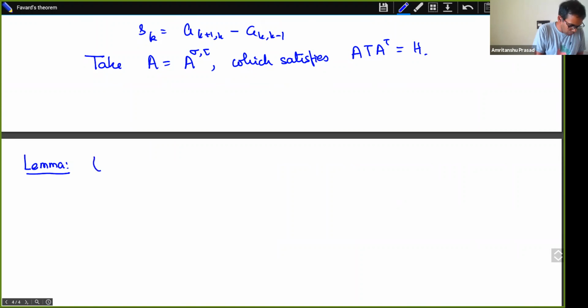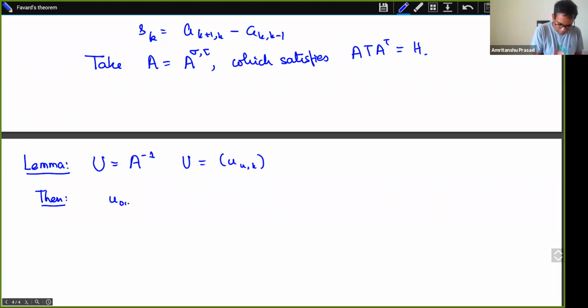So let U equal A inverse. Maybe this is another little calculation that we have to do. This is actually an exercise in Aigner's book. So let's call this matrix U_nk. This will again be a lower triangular matrix with ones on the diagonal. So this also satisfies a recurrence relation: U_00 equals 1, U_0k equals 0 for all k greater than 0. That's just saying that it's triangular.